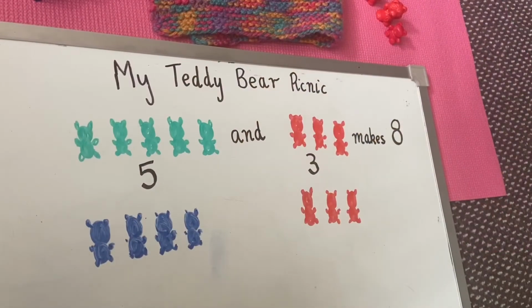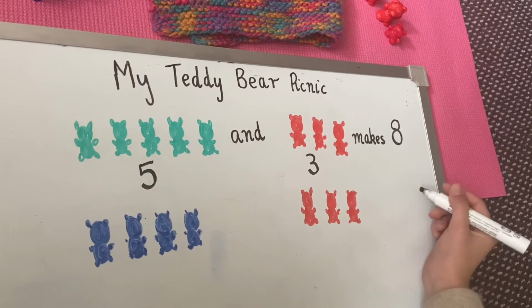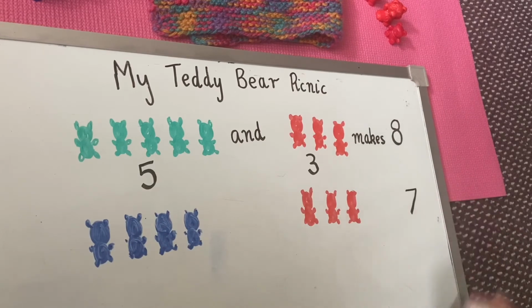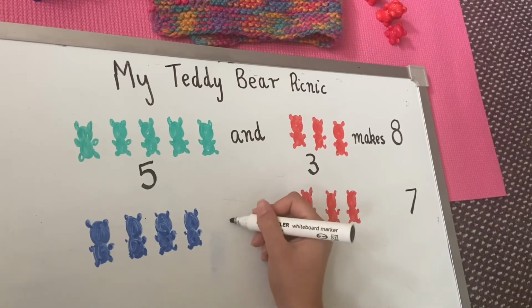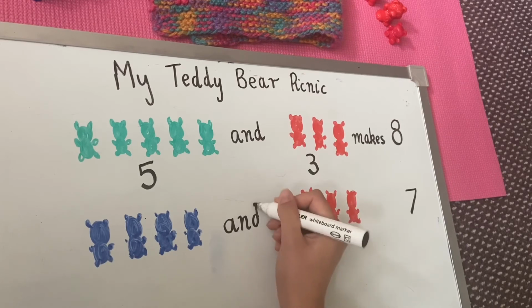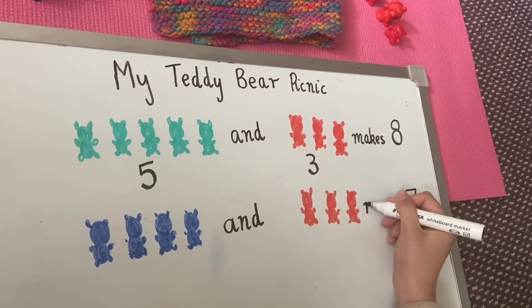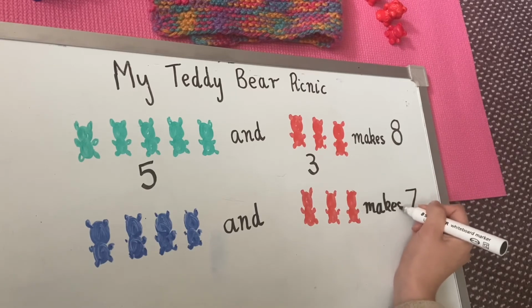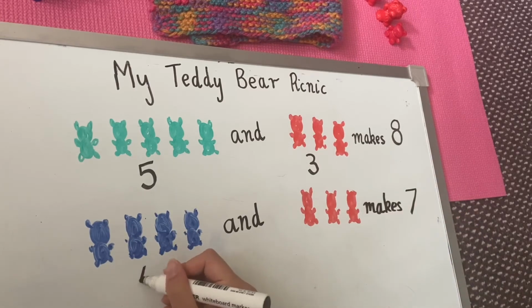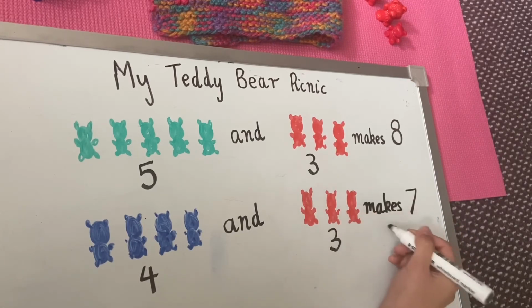On my whiteboard, I've drawn my 2 families. Here's my blue family, and here's my red family. We figured out that all together in this collection, at the picnic, there were 7 teddies all together, and I'll have to make 7 rolls of sushi. If you want to, you can add those words "and" and "makes," and you could also add how many in each family. 4 and 3 makes 7.